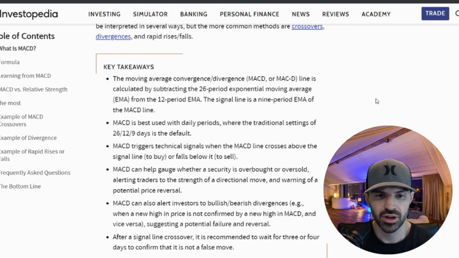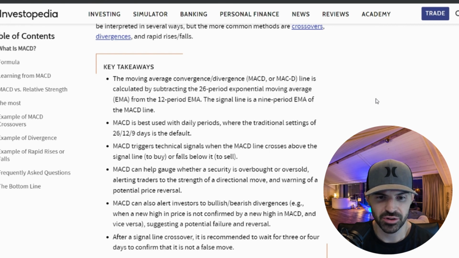So the key takeaways: the moving average convergence divergence MACD line is calculated by subtracting the 26 period exponential moving average from the 12 period EMA. The signal line is a 9 period EMA of the MACD line. MACD is best used with daily periods, with traditional settings of 26, 12, 9 days in the default. MACD triggers technical signals when the MACD line crosses above or below the signal line.